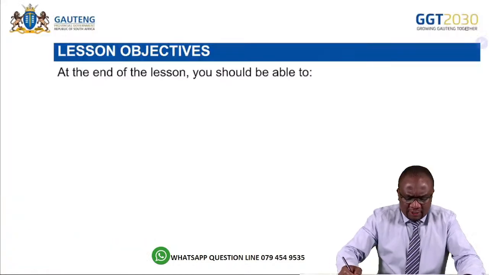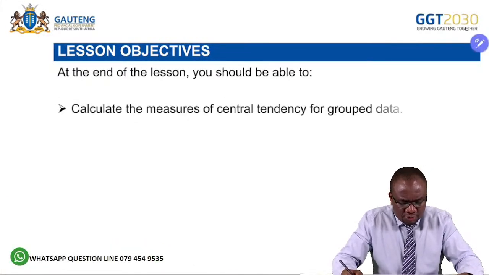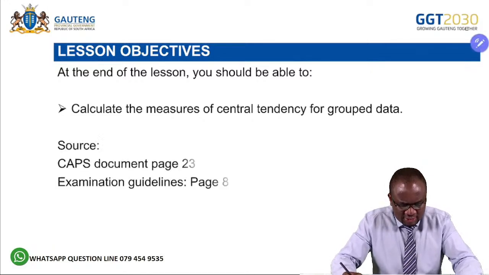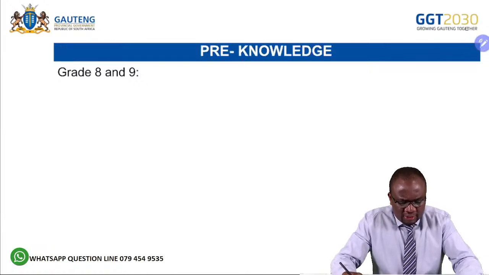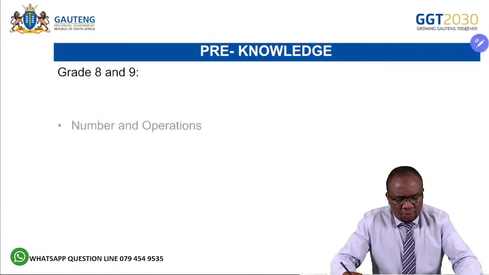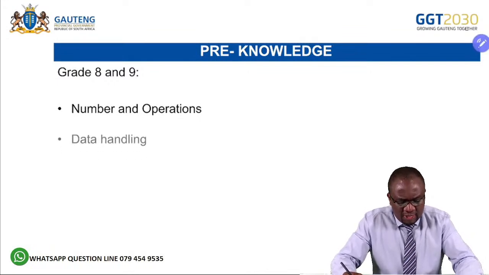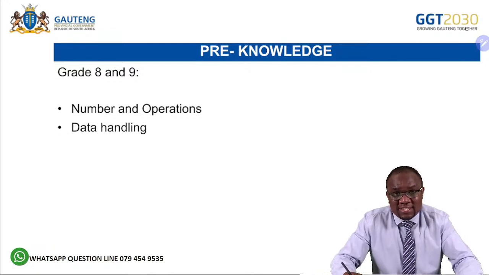So learners, we are going to calculate measures of central tendency for grouped data. That's what we're going to do in this lesson. In grade 8 and 9, we did number operations, and we're going to use our skills on number operations a lot today. We also did data handling. It's not the first time for us to hear about this, isn't it?